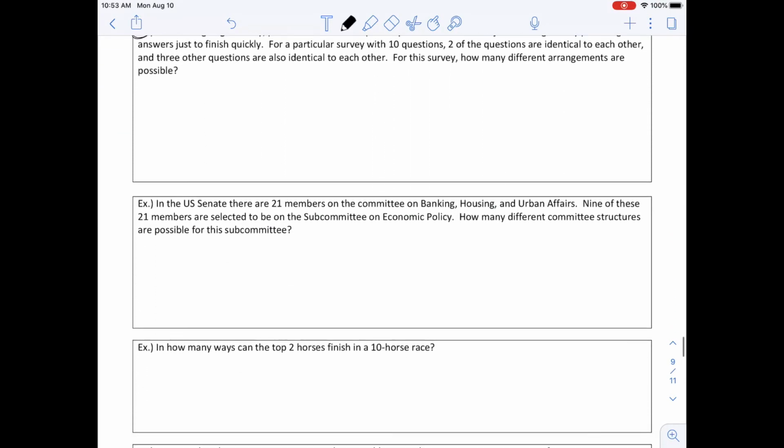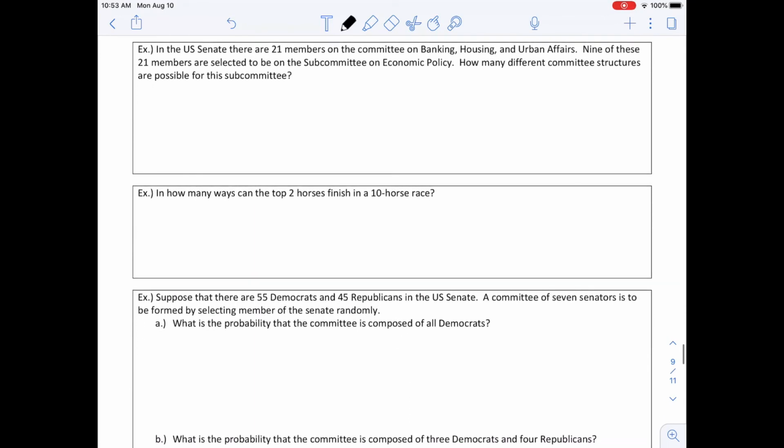The next example that we have, we're going to go ahead and circle, and we'll do that one together. It says, in the U.S. Senate, there are 21 members on the Committee for Banking, Housing, and Urban Affairs. 9 of these 21 members are going to be selected to be on a subcommittee. So we have 9 of those 21 people selected for the subcommittee on economic policy. How many different committees are possible for this subcommittee?